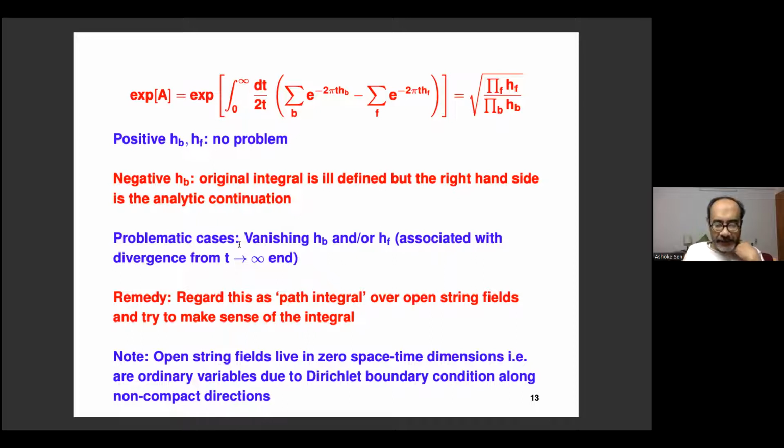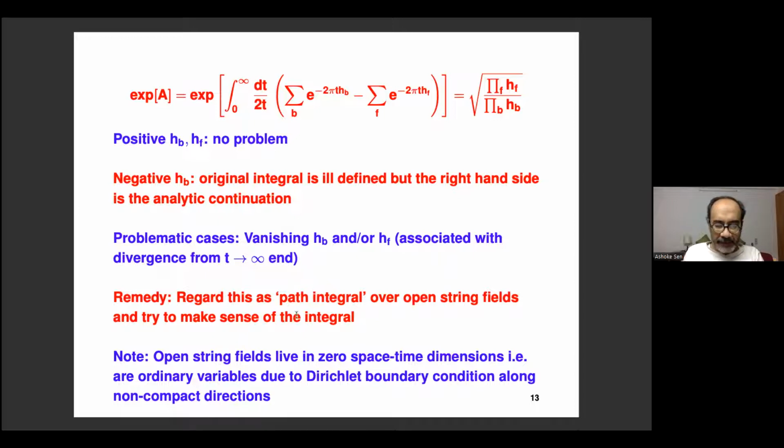But the problematic cases are the ones where either HB or HF vanishes. Because if HB or HF vanish, you can see from here that that's a logarithmically divergent integral from the t goes to infinity end. So it's clear that this integral diverges, and that's what you see here. You get a 0 by 0 form, which is not very easy to deal with. So here we follow the strategy that I outlined. The remedy will be that we will try to regard this as a path integral over open string fields and then try to make sense of the integral.